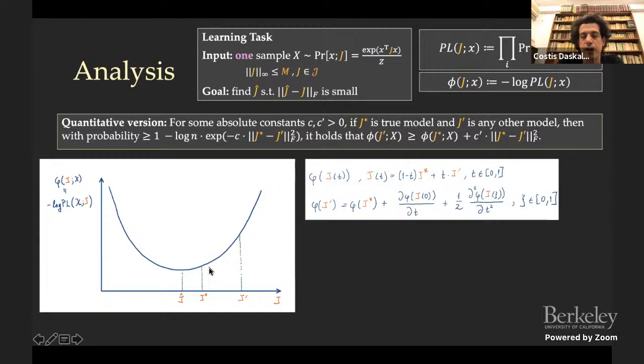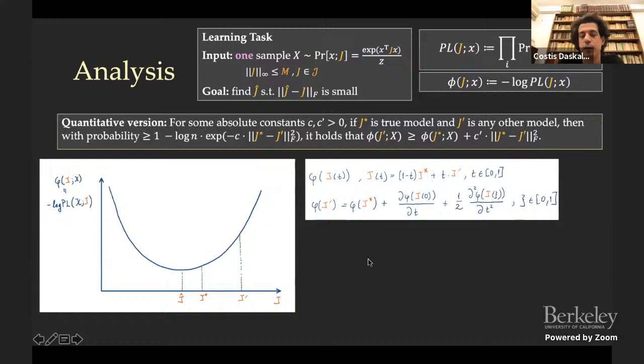And the way I want to do that is to look at properties of this function. Here's what we do. We study this function on the segment that connects the truth and this alternative model. So this is the segment here. At t equals zero is J star, at t equals one is J prime, this other candidate. By Taylor's theorem, or the intermediate value theorem, dropping X for now, the value at J prime of this function is the value at J star, plus the derivative with respect to t, and half of the second derivative at some time psi.